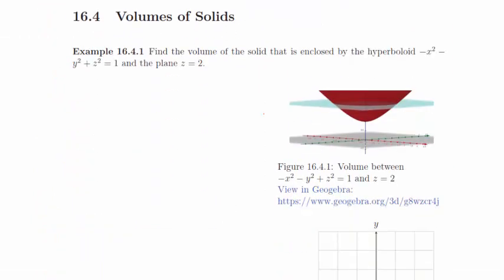All right. So now that we've gone through the formulation, let's do some practice. Section 16.4, volumes of solids. So example 16.4.1, find the volume of the solid that is enclosed by the hyperboloid negative x squared minus y squared plus z squared equals 1, and the plane z equals 2. Let's take a look at the picture.